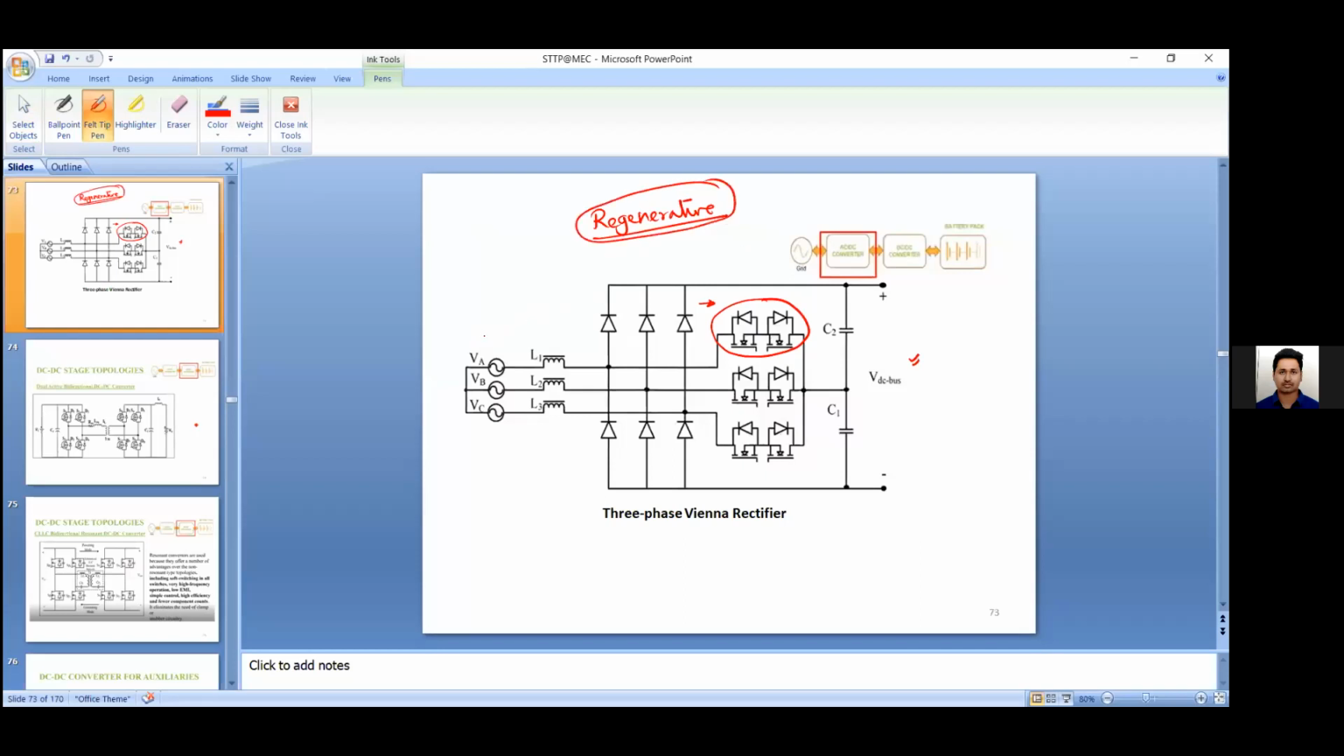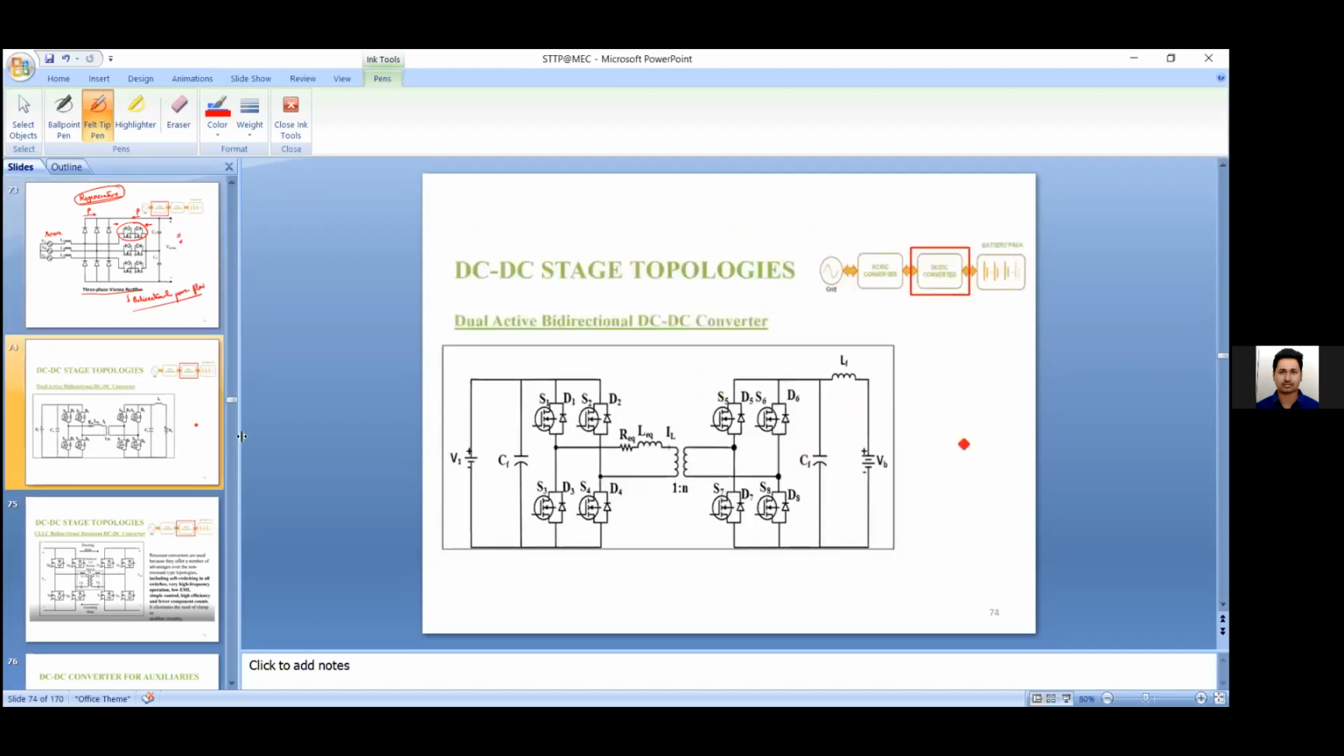So in that case, what happens? Suppose we consider this is the source, and here you have some excess energy. So the current will flow in the opposite direction. Generally the power flow direction is from the source to the load. But during regenerative braking, the power flow may be in the opposite direction. So part of the energy is saved. In such conditions, you require this type of rectifier, which has bidirectional power flow capability. So this is one such configuration.